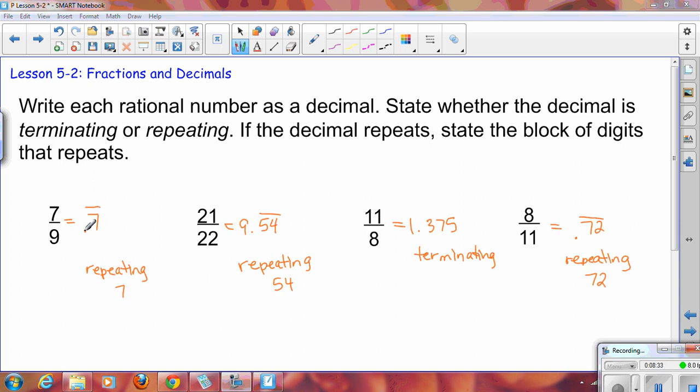Okay, 7/9 is 0.7 repeating. It's a repeating number, and 7 is what repeats. That's what this question asked. Okay, 21 over 22 is 0.954 repeating. It is a repeating number. 5/4 repeats. 11/8 is 1.375, and it is a terminating decimal, so nothing repeats. 8/11 is 0.72 repeating, and the 72 repeats.